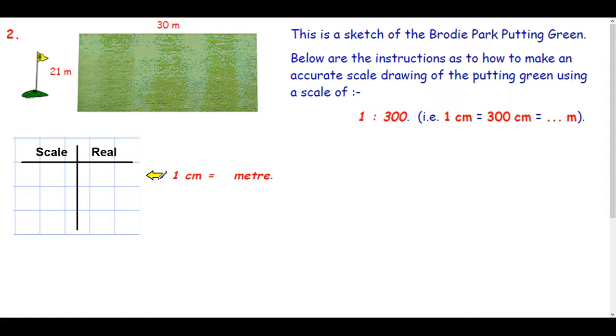Okay, let's look at this one. Slightly more difficult, but not really. So we've got a scale here. It's a Brodie Park putting green. We've got a scale of 1 to 300.